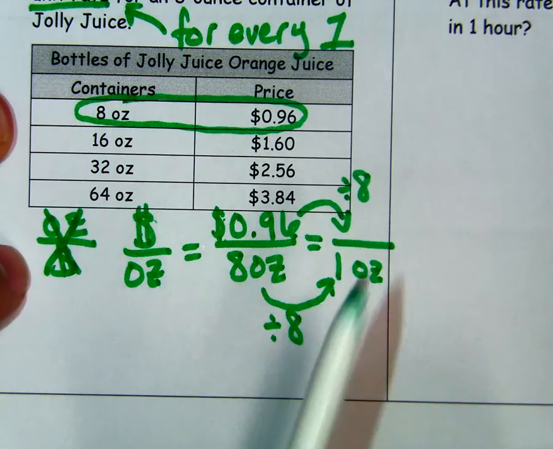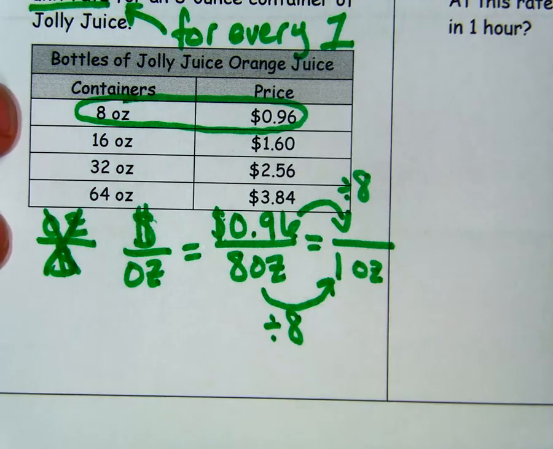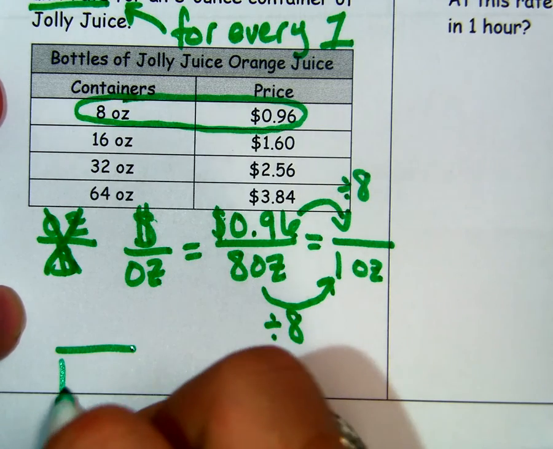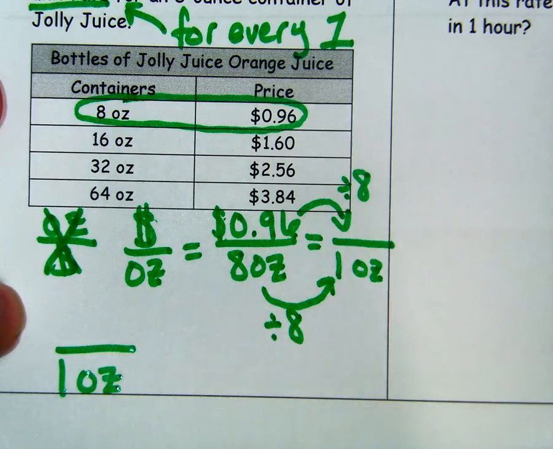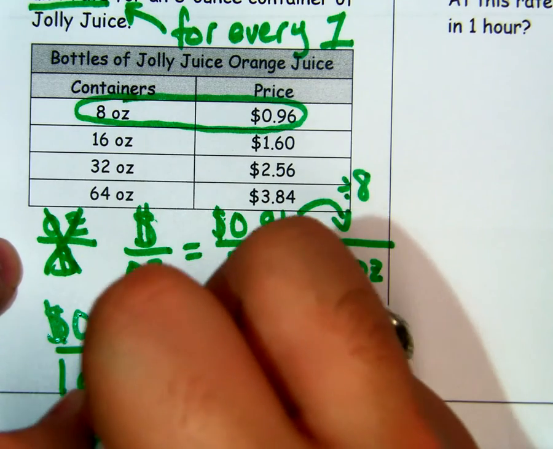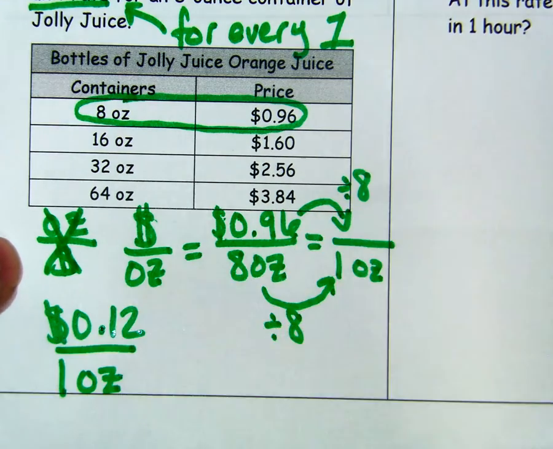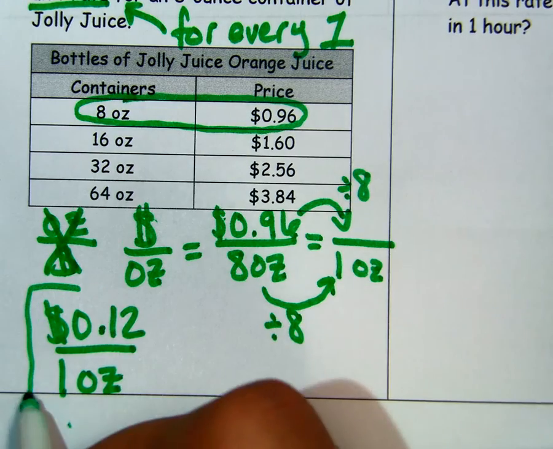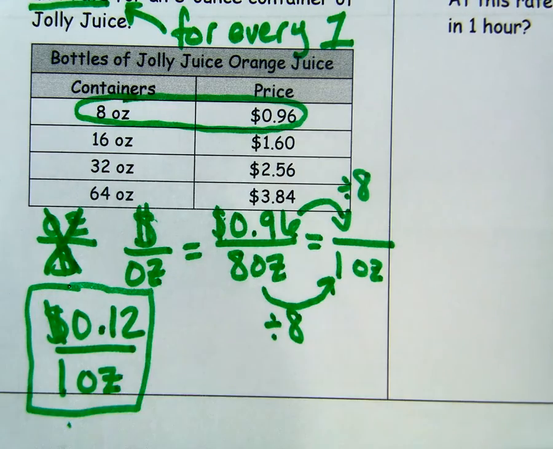which means up here on the top, and I'll rewrite the unit rate down here just so we can have some more space. For every 1 ounce of Jolly Juice, we pay 12 cents, or 12 hundredths of a dollar. So 12 cents per ounce would be my final answer for my unit rate there.